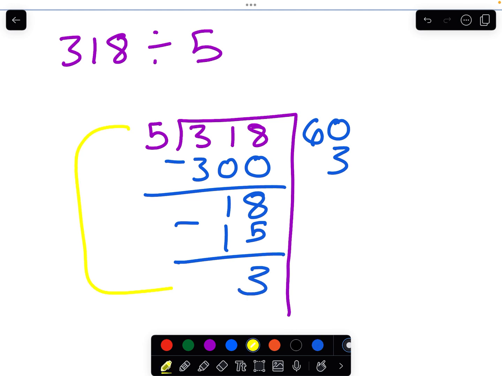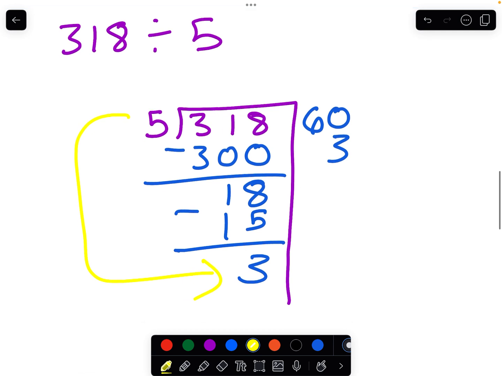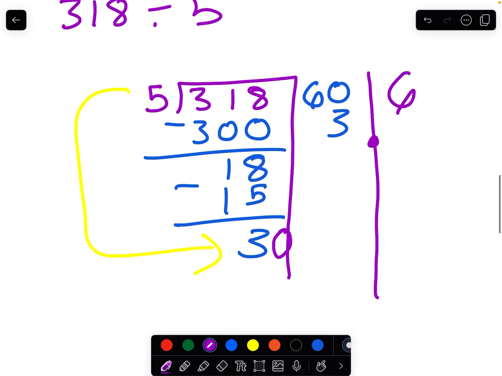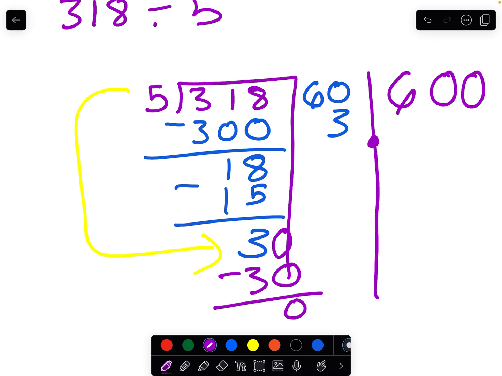Now 5 does not go into 3. So I can do what I did with the last problem, which is draw a line, put that decimal point in, tack on a 0. How many times does 5 go into 30? It goes in evenly 6 times. 5 times 6 is 30, and I'm left with 0. So I'm just going to keep having zeros there. And now I'm going to look. I've got 60.6.